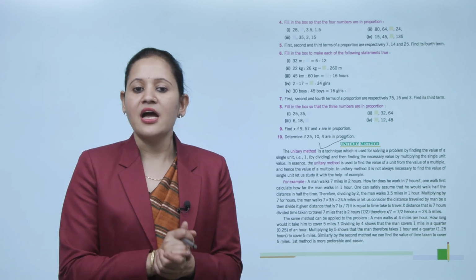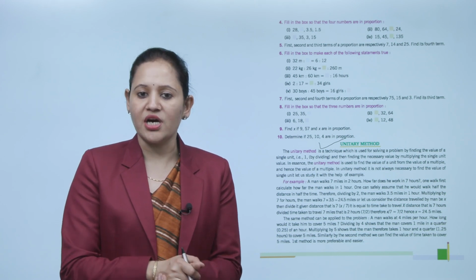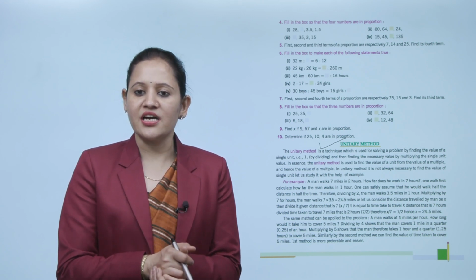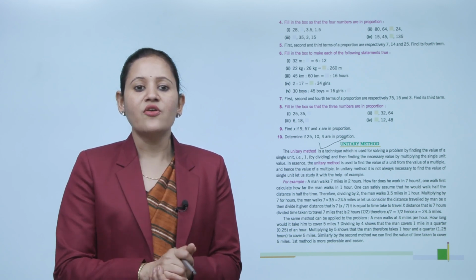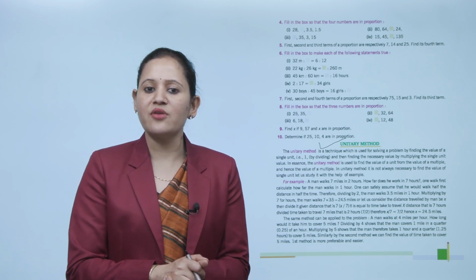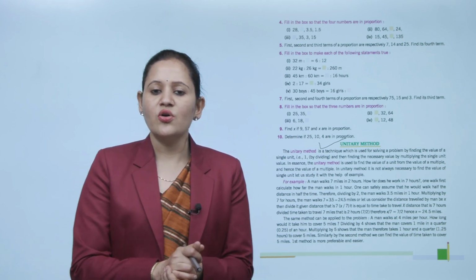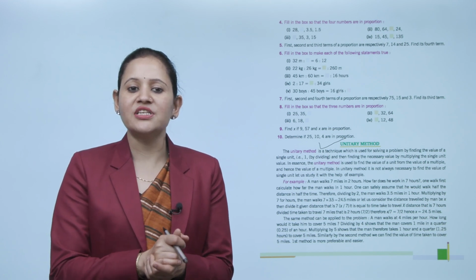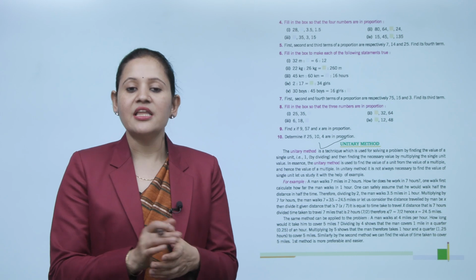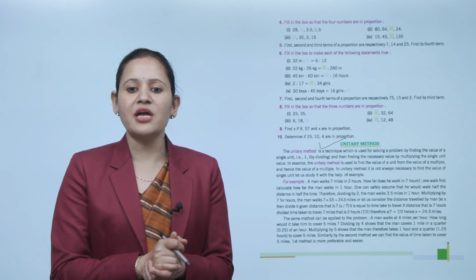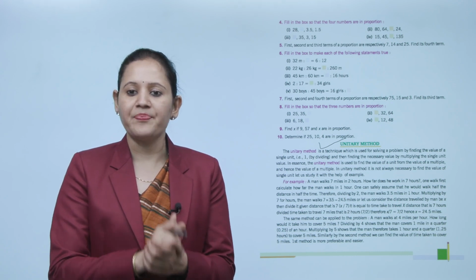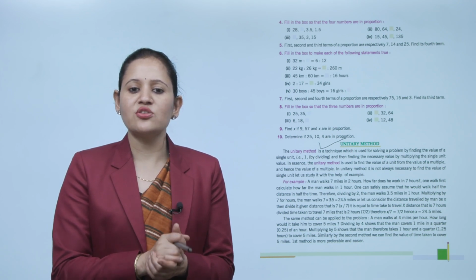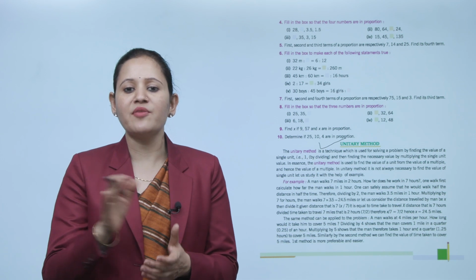For example, a man walks 7 miles in 2 hours. How far does he walk in 7 hours? So, one would first calculate how far the man walks in 1 hour. One can safely assume that he would walk half the distance in half the time. Therefore, dividing by 2, the man walks 3.5 miles in 1 hour. Multiplying by 7 hours, the man walks 7 into 3.5, that is 24.5 miles.